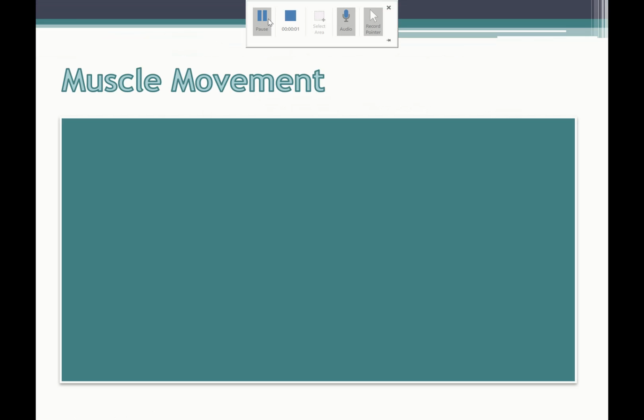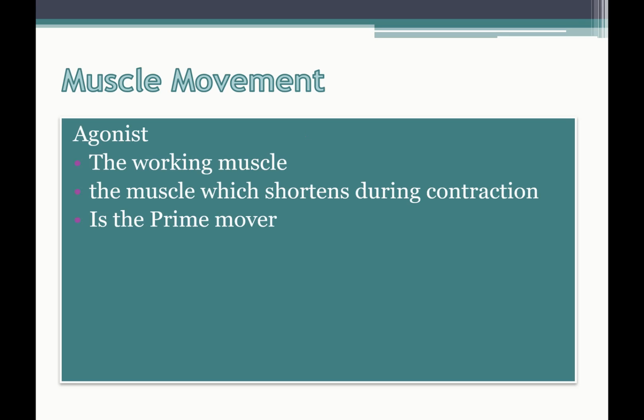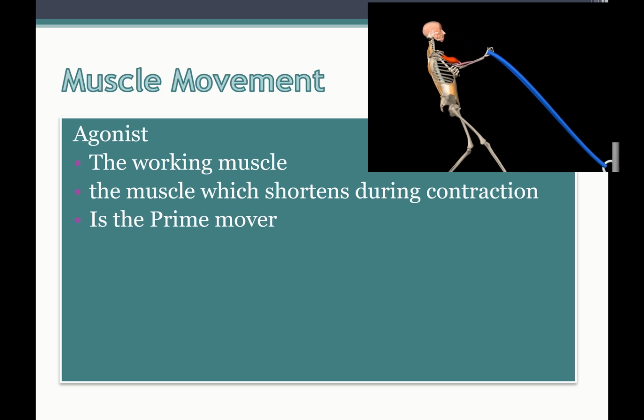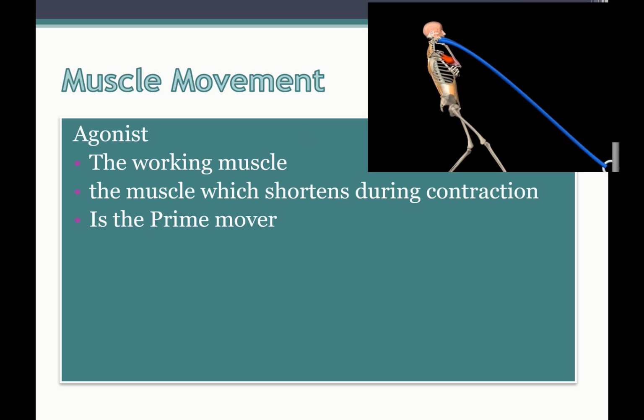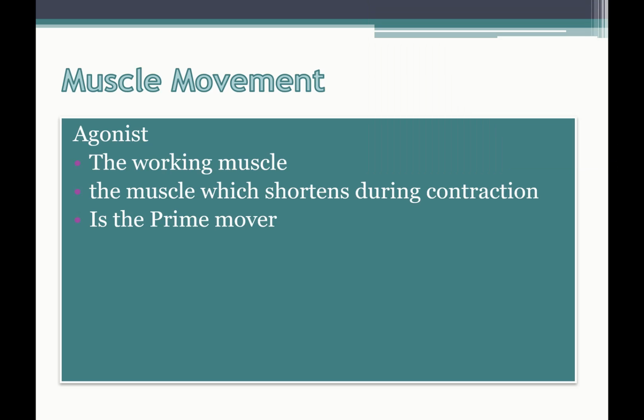Now, when it comes to muscle movement, there are 4 key terms which you need to be aware of. The first key term is what's known as the agonist. Now, the agonist is the working muscle during any given movement. So, if we take, for example, the bicep curl, on both the upward and downward phases of the bicep curl, it's the bicep brachii which is the primary muscle, the prime mover, which is being worked during that movement. More often than not, it is the muscle which shortens during contraction as well. So this is what's known as concentric contraction, which we'll speak about a little later.